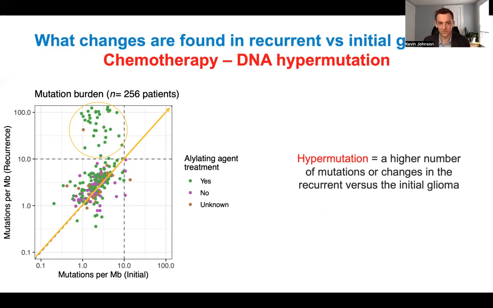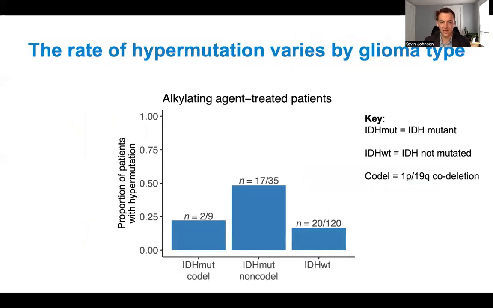And so we can look at the different subtypes of glioma and see how this may differ between the two. And what we noticed was that, even though we had a smaller number of patients in this study for IDH mutants, whether a tumor was IDH mutant with this chromosomal co-deletion, so these are oligodendrogliomas, or the IDH mutant without them, the astrocytomas, they were more likely to develop this hypermutation phenotype following treatment with alkylating agents versus the IDH wild type tumors.